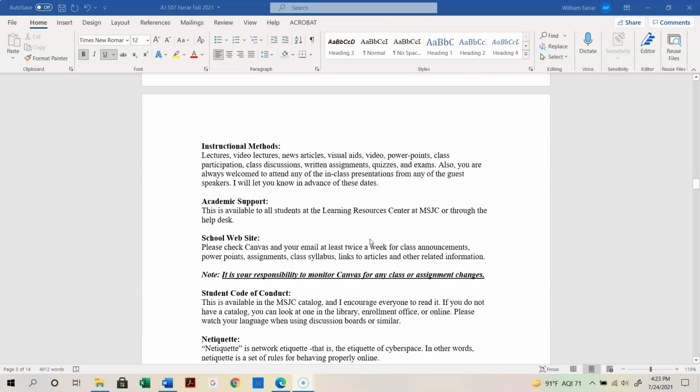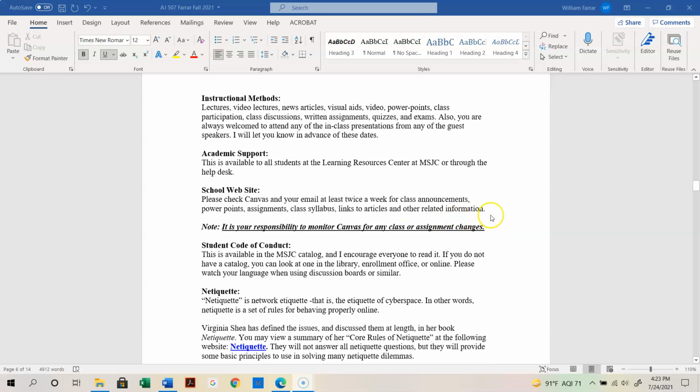So with that said, how do we learn all of this stuff? I've covered a lot of information. Well, we have the PowerPoints, the video lecture, the news articles, visual aids, photos, videos, class participation, class discussion, written assignments, quizzes, exams, even our synchronous meetings if we decide to have that, and even office hours. So we have all of these methods to kind of help us all learn together.